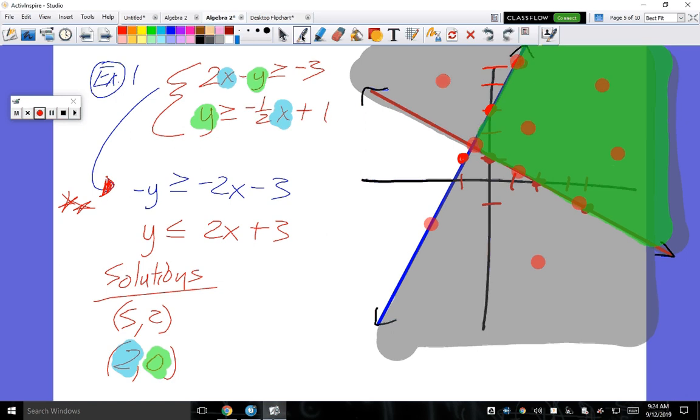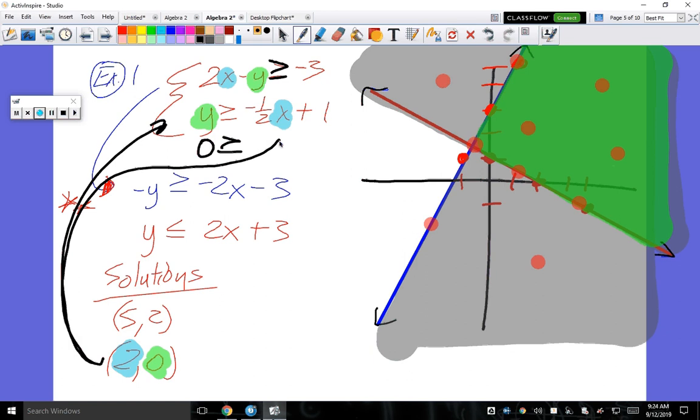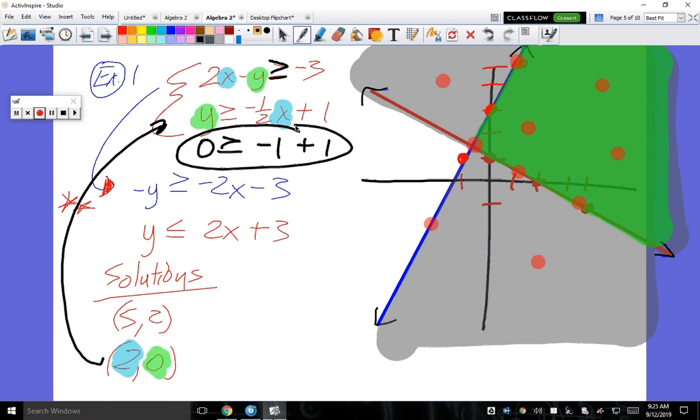So here we go, let's check it. 2 times 2 is 4. Minus 0 would be 4. So you've got to ask yourself, is 4 greater than or equal to a negative 3? Yeah. But you have to check both equations. So using the same point up here, we have 0 is greater than or equal to, and if I plug in this 2 where x is, 2 times the negative 1/2 will give you negative 1, plus 0. Guys, is this true? Yeah. So those are solutions.